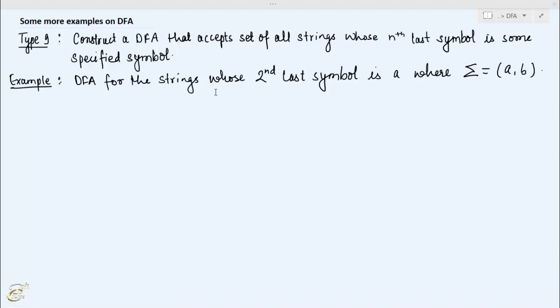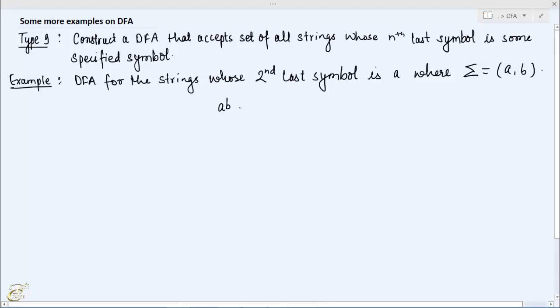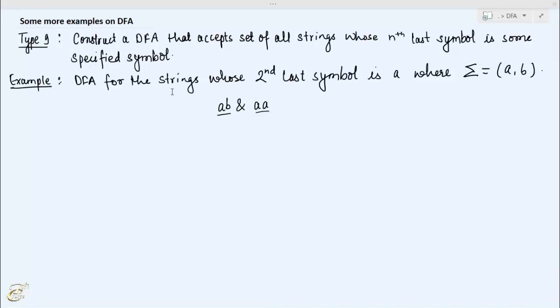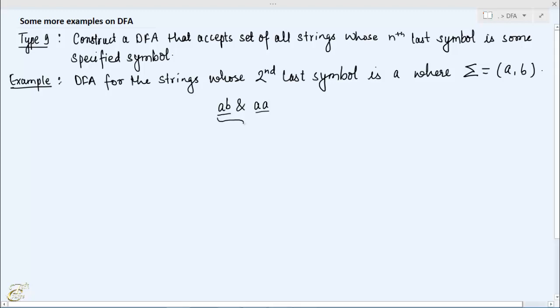Here, the strings that belong to this language must be of length 2 or more. Therefore, the basic strings that belong to this language must be of length 2, and they are AB and AA. Since the second last symbol of this string is A, similarly the second last symbol of this string is also A. To construct the DFA for this language, we first represent these two basic strings by using a state diagram.